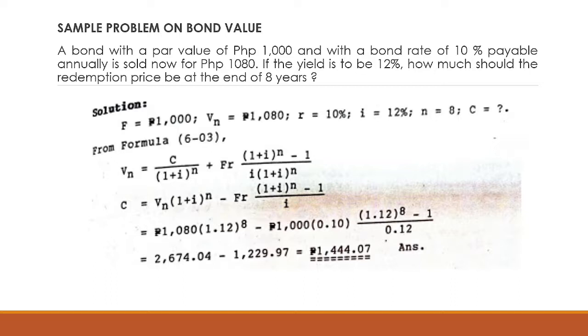So C is what we need to find. The formula that we will use is V sub n is equals to C over (1 plus I) to the power of n plus Fr times ((1 plus I) to the power of n minus 1) over (I times (1 plus I) to the power of n). So, the answer is equals to 1,444.07.